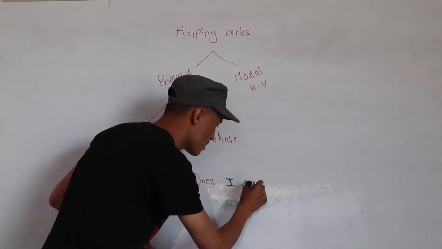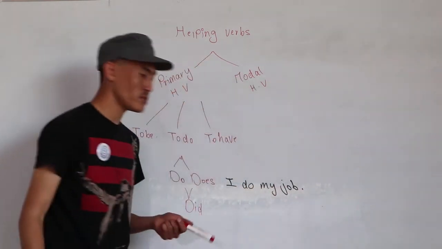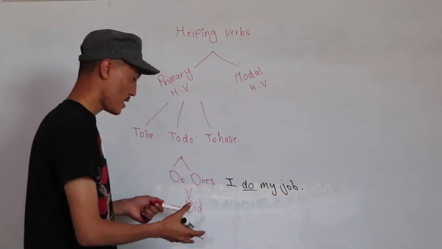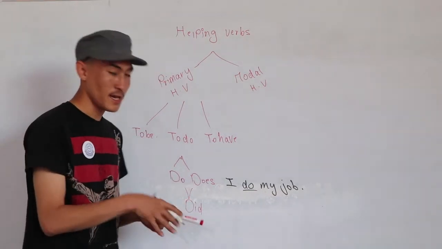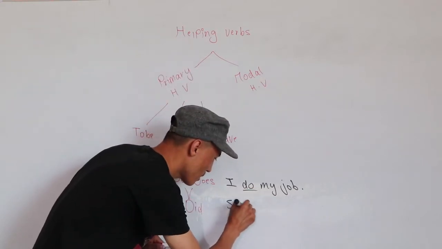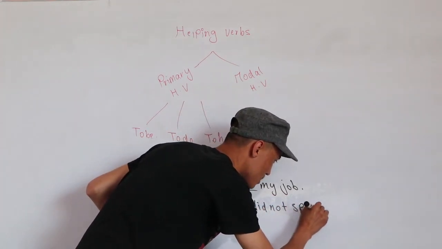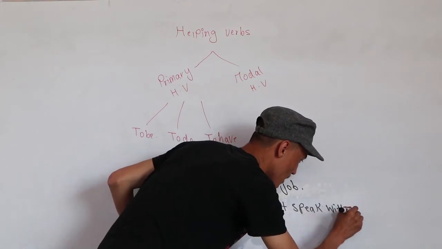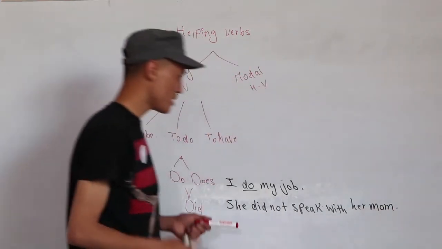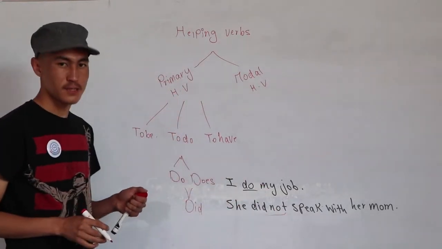I do my job. I do my job. In here it shows doing of something. I say that we use them in present and past to change into negative and question. Look how: she did not speak with her mom. She did not speak with her mom. Did not is used in past tense.